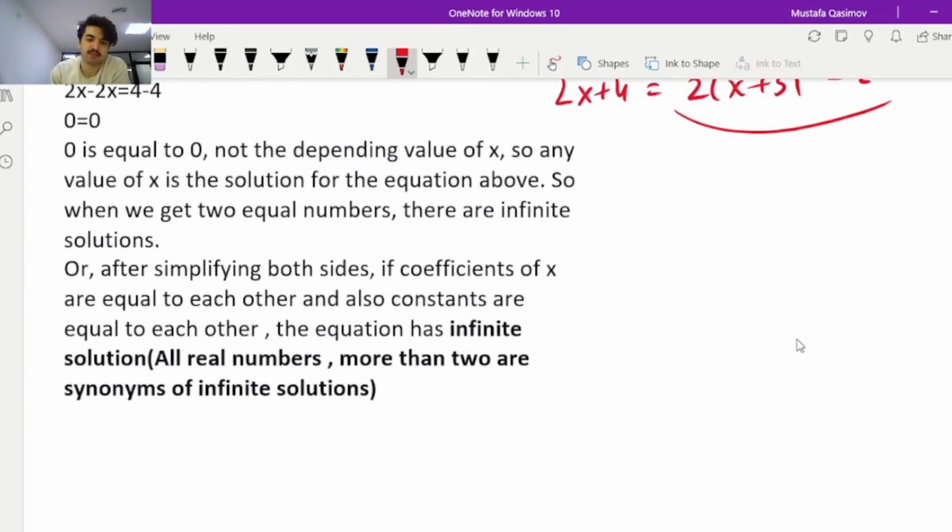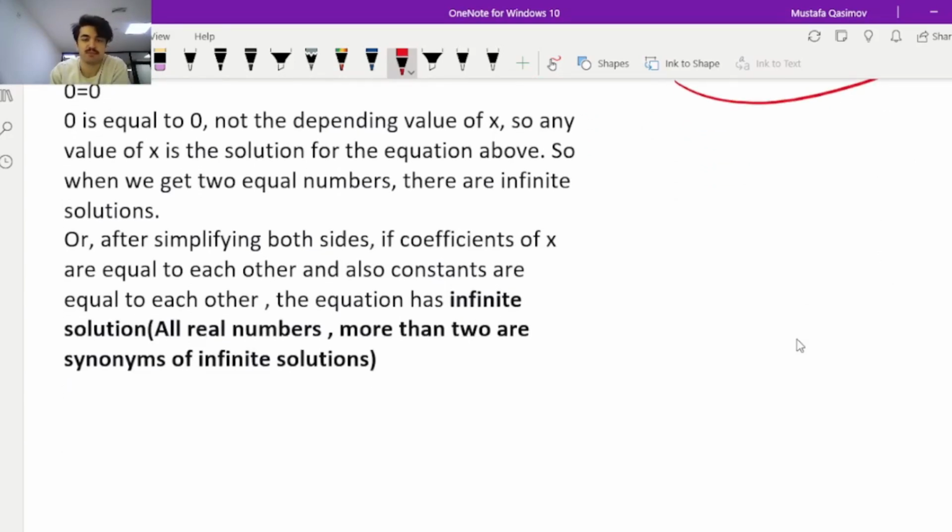And the last thing I want to say is that instead of infinite number of solutions, you can say all real numbers. It's also the same. Sometimes they use it. They are synonyms of infinite number of solutions.